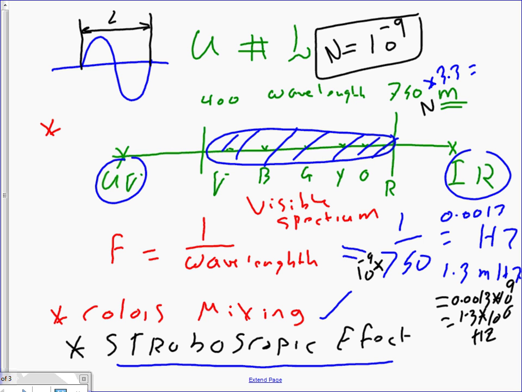Here's one thing you have to understand. The higher the hertz, the more energy in the frequency. The higher the hertz, the more energy. So the ones that have short wavelength have high energy. Ultraviolet has high energy, right?